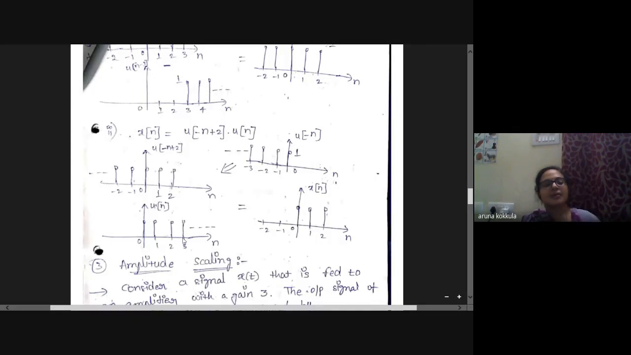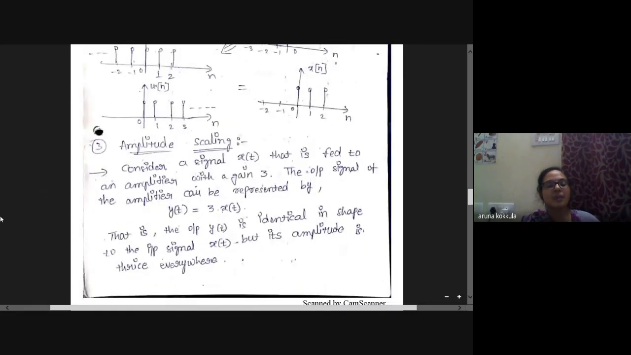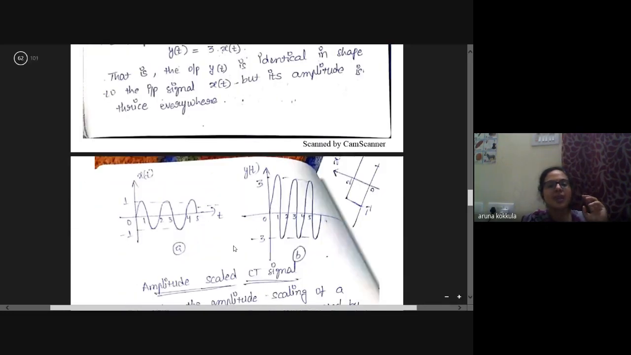And here its multiplication will be there. Go through this. And the third one is amplitude scaling. The output signal's amplitude is going to be scaled by the factor.